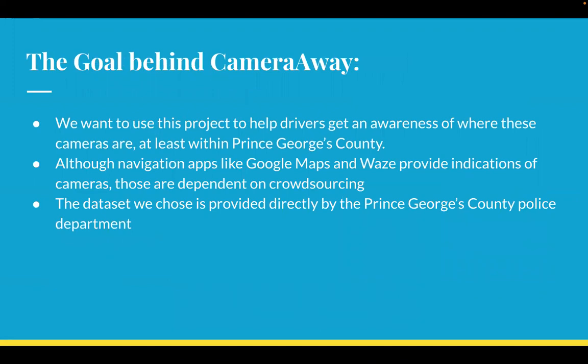We want to use this project to help drivers get an awareness of where these cameras are located, at least within Prince George's County. Unlike navigation apps like Google Maps and Waze, which get their information from crowdsourcing, our chosen data set is provided directly by the Prince George's County Police Department, giving a list of all speeding cameras in the county, making it much more reliable.